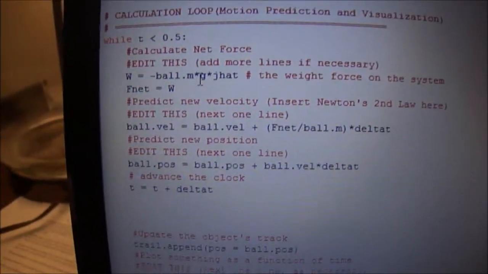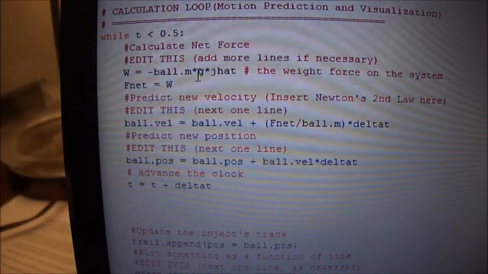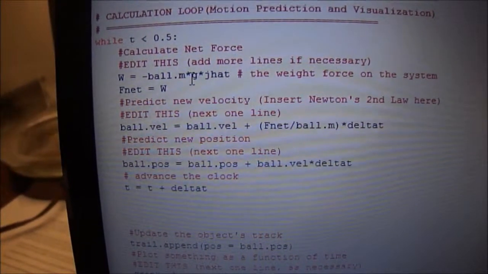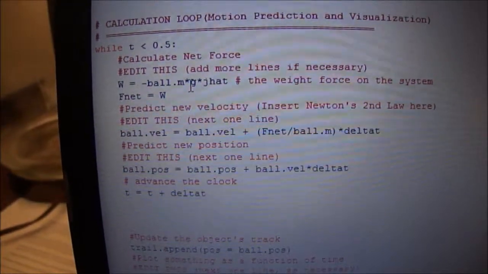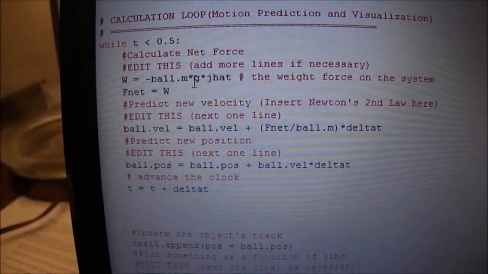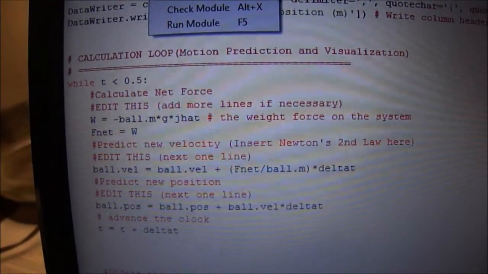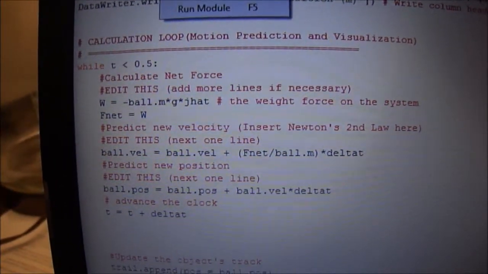So we have to specify the net force. That's the non-zero net force of the surroundings on our system, our object. We'll assume the net force is due to Earth's gravitational pull, which is the weight. We translate the weight into the computer code. And now, with our initial conditions set, our other initialization and calculation loop, we're ready to run the module.